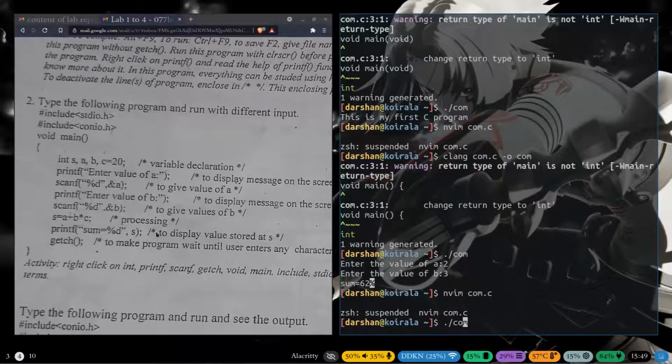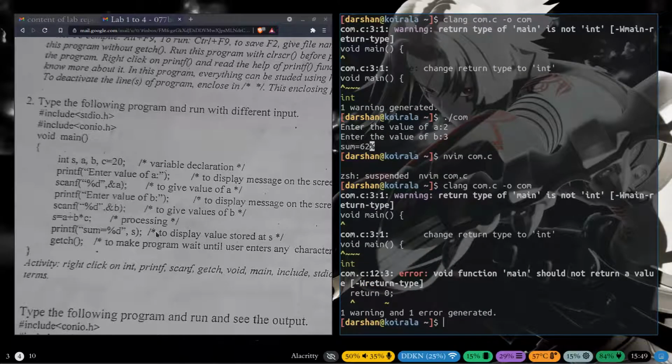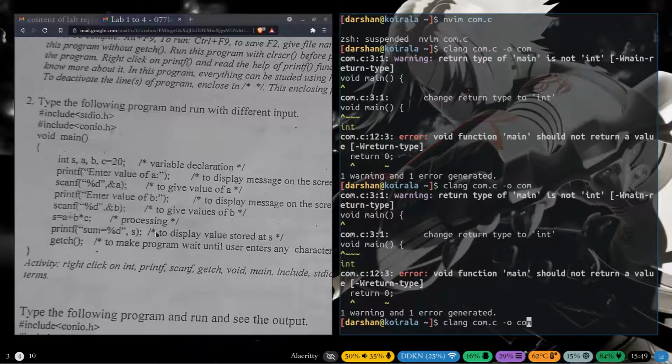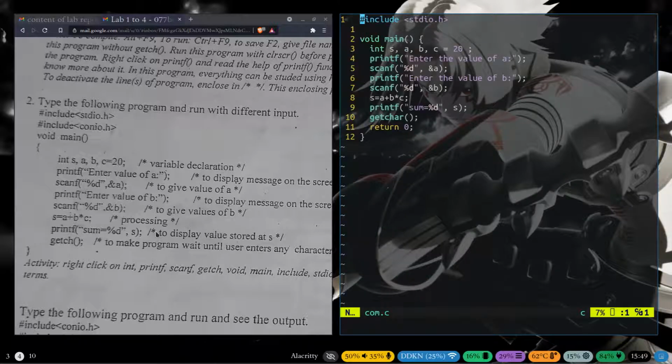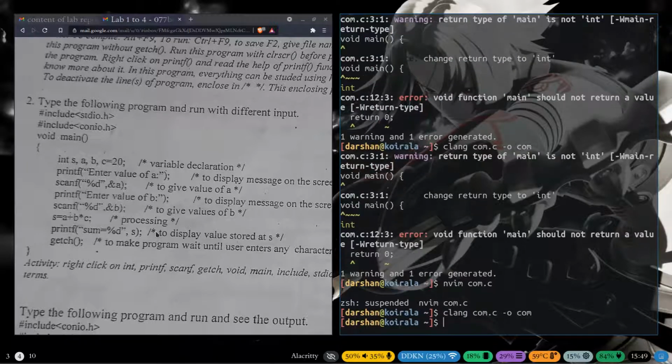Alright. Clang. Not written a value. Oh, it is. I knew that it was deprecated, and this is the problem. The int main function is better than void main. And look, there are no warnings now.